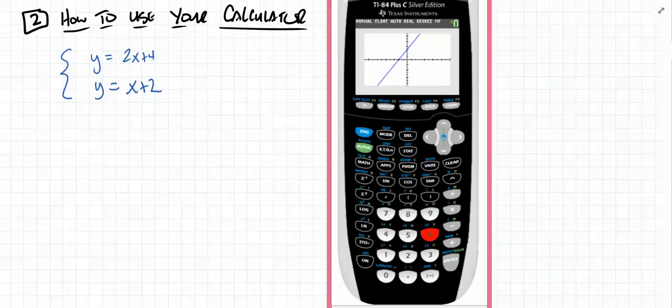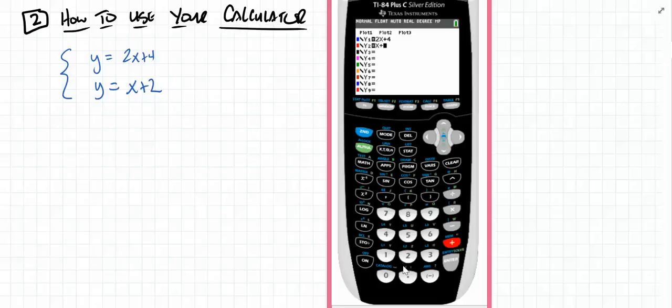Now notice that we have graphed the first line, 2x plus 4. Now we also have to graph the second line, x plus 2. So we're going to go to y equals, and I'm going to move my cursor down to the next line where it says y sub 2. That means the second y equation that you have. So I'm going to punch in that as well. I'm going to punch in x, and then plus, and then 2.